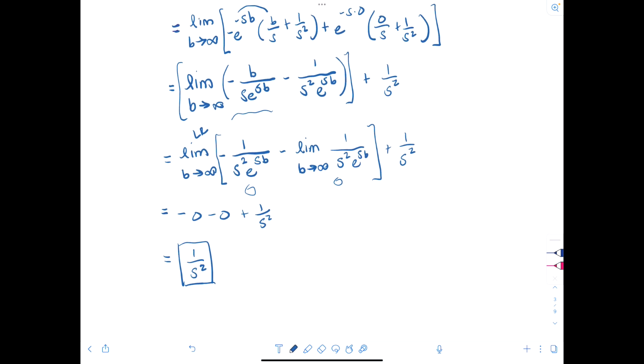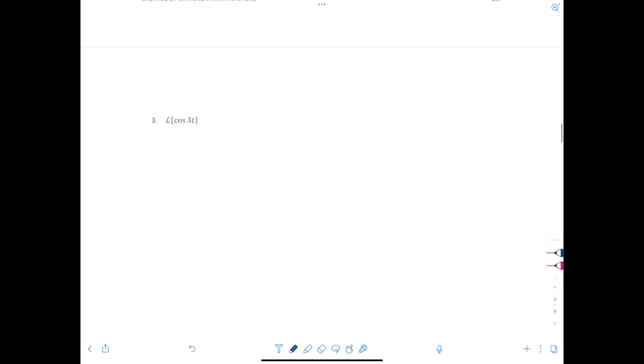Groovy? All right, so next up, we're looking at using the definition to find the Laplace transform of this guy. So lots of integration by parts stuff. Aren't you happy? All right, so this will be the integral from 0 to infinity of e to the negative st times cosine at 3t with respect to t. So again, we will definitely need to do our integration by parts, and it's a little bit of a long one.